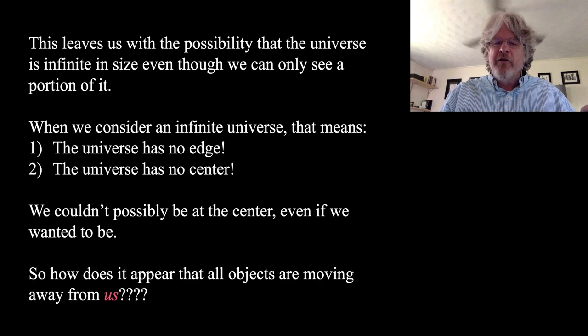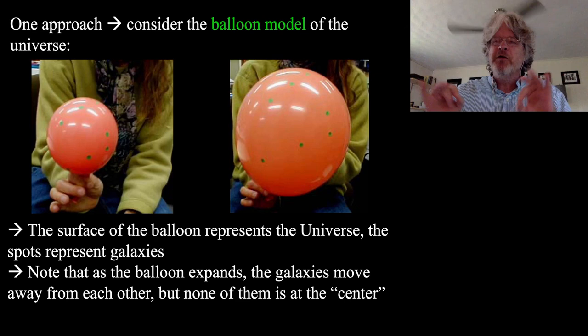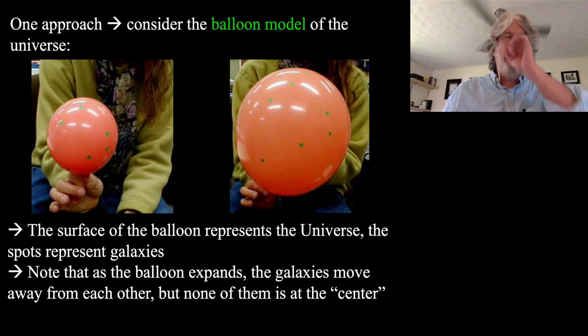Another model that you see all the time is one where they have a balloon and they put little markers on it, or little pieces of tape or paper or something like that. And each of those little bits of paper or tape represents a galaxy, and you blow the balloon up and the galaxies all move away from each other.